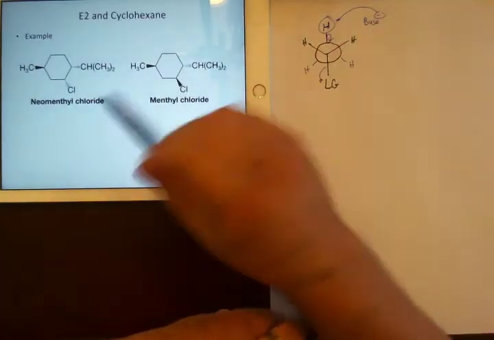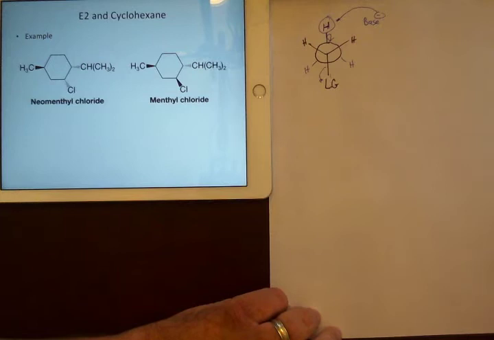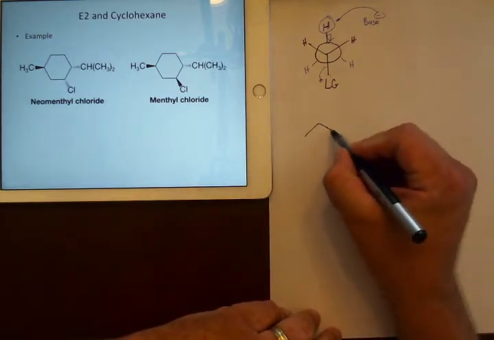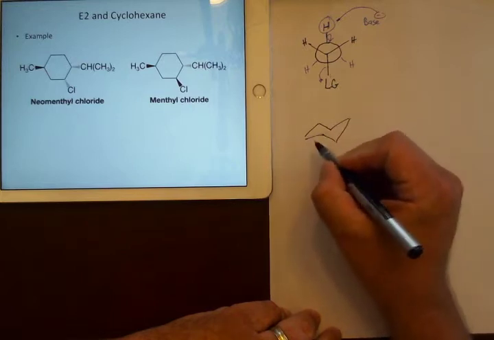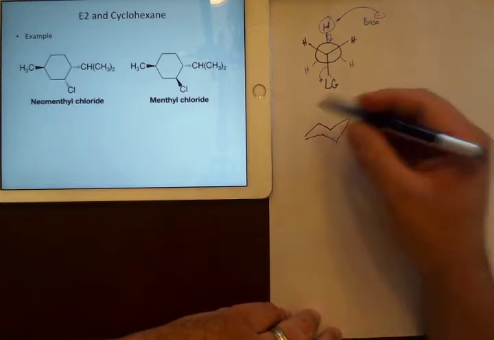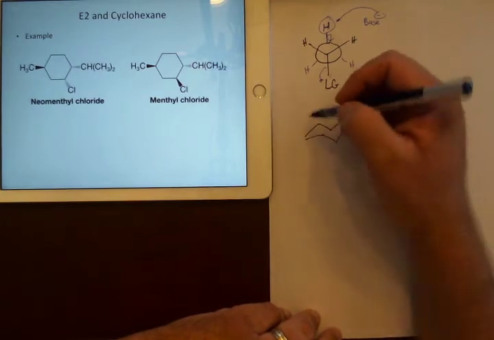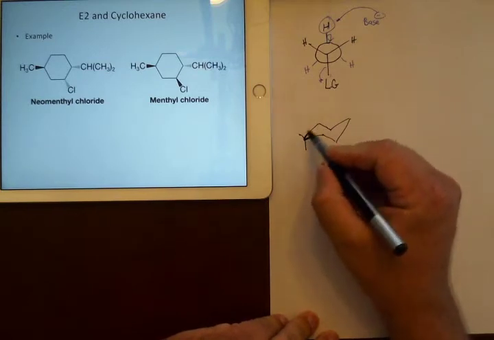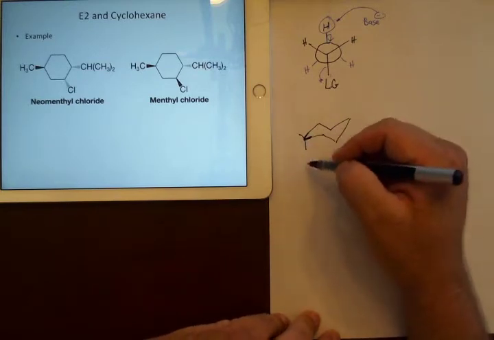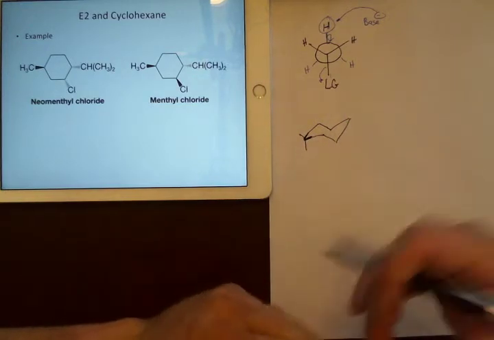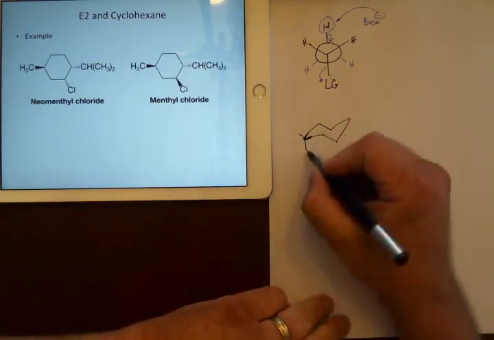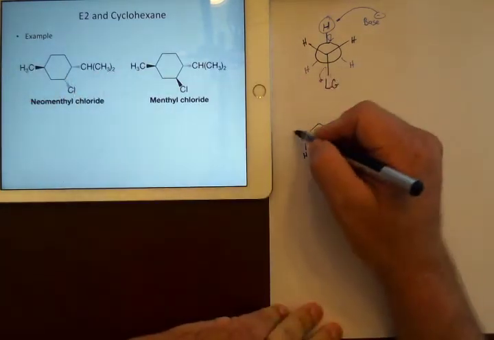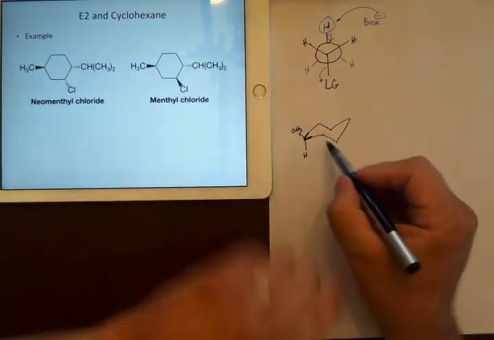Okay. So if you look at this, the neomethyl chloride. For this one here, we're going to have up and down. The axial is going to be down, because it points either up or down on the axial, so it's pointing down. So this one here, let's make it a hydrogen. The CH3 group is up because it's on a wedge. 2, 3 here.